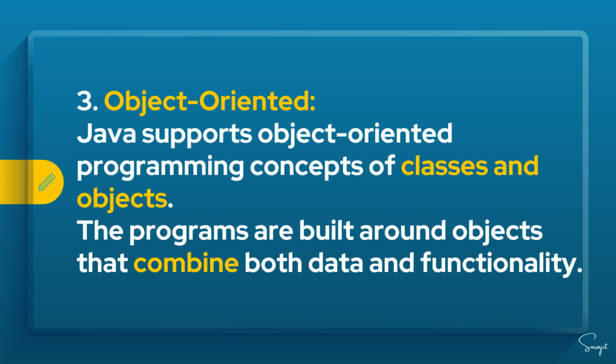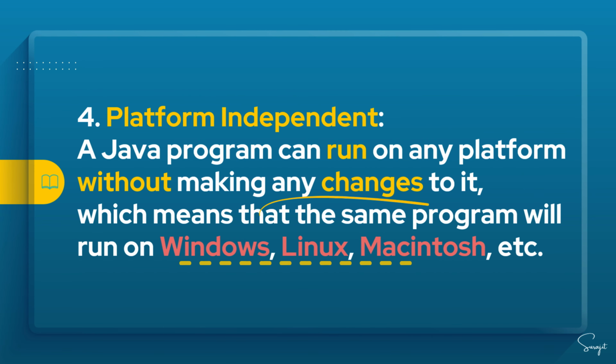Third one is object-oriented. Already covered that Java supports object-oriented programming concepts of classes and objects. The programs are built around objects that combine both data and functionality. Next one is platform independent. A Java program can run on any platform without making any changes to it, which means that the same program will run on Windows, Linux, Macintosh, etc.